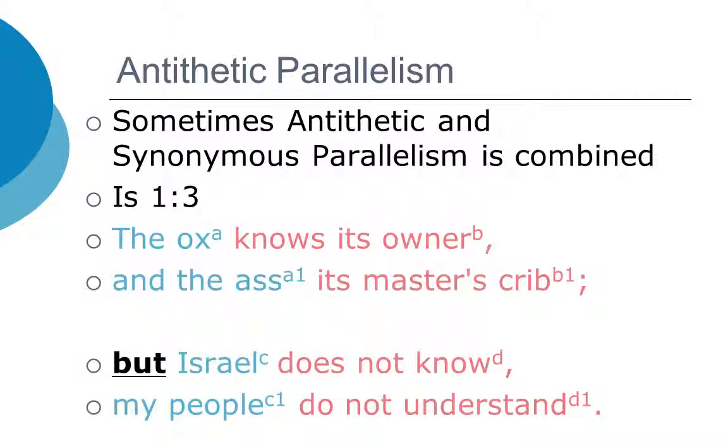Sometimes antithetic and synonymous parallelism are combined, as you would expect in a particular art form like this. Isaiah 1:3. We have two synonymous parallel couplets, but in relationship to one another, they're antithetic. The ox knows its owner, and the ass its master's crib. A perfectly balanced, synonymous couplet. But Israel does not know. My people do not understand. Again, a perfectly balanced, synonymous couplet. But in relationship to one another, they are antithetic.